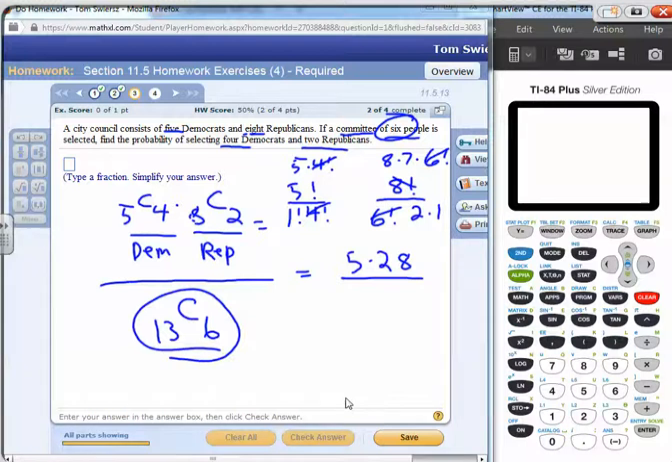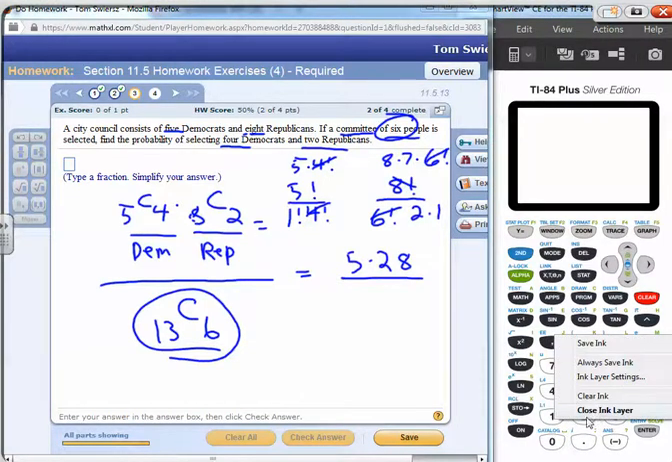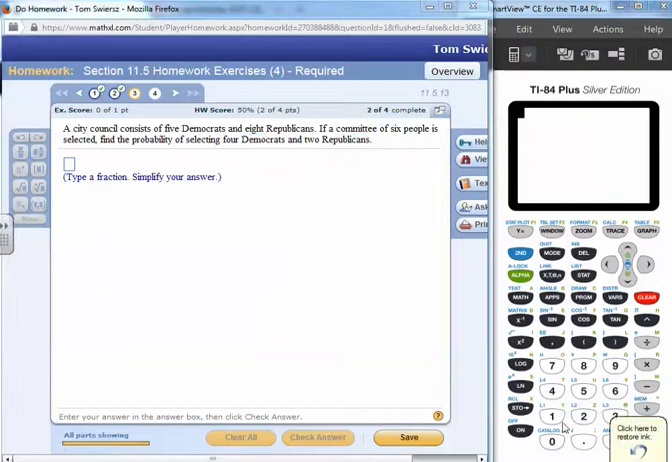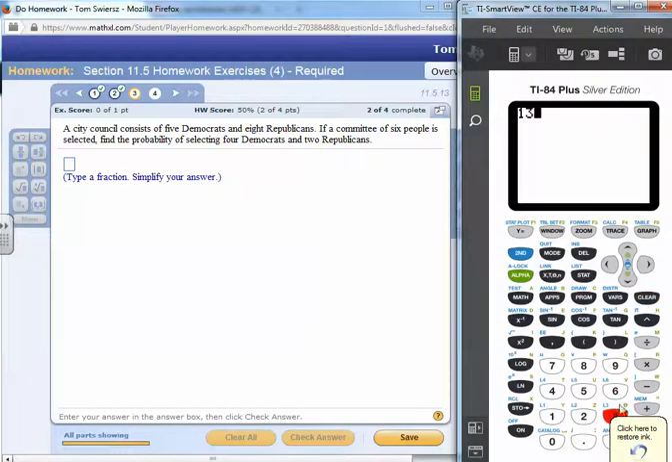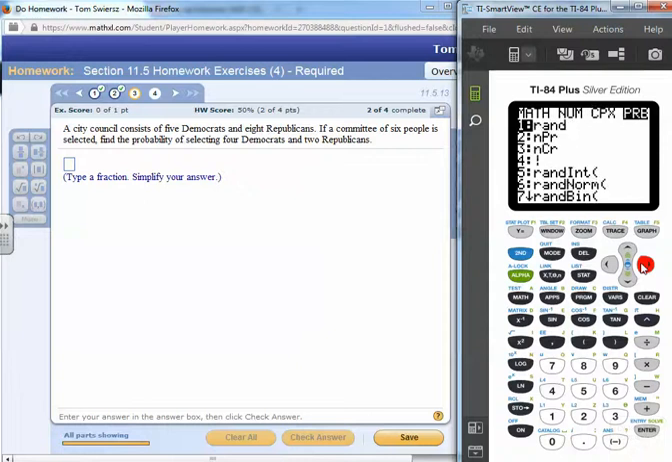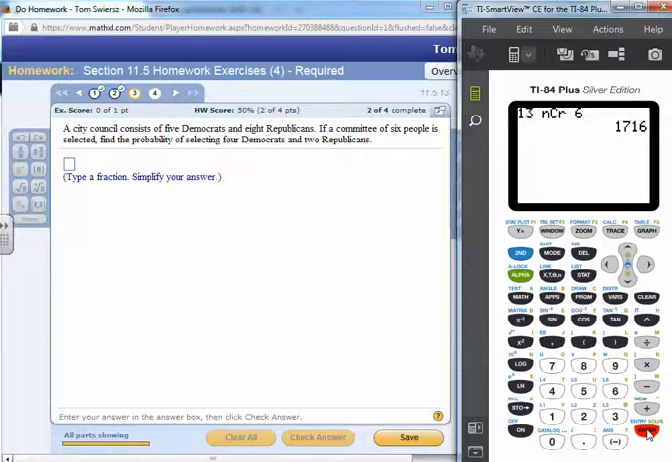Denominator 13C6 is a little bit more computation, so we can just do that on our calculator. So we'll go ahead and do 13, math, combination 6, which is 1,716.